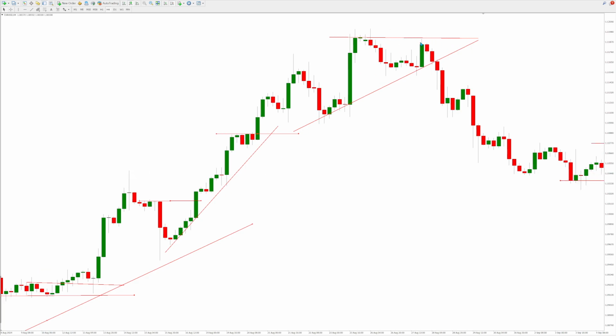Traders still would have been looking to buy here. They've missed out on the trend. They're late to the party. They're trying to get in. They're buying against this resistance level. They're basically buying at the high. And what happens is their stops get taken out.